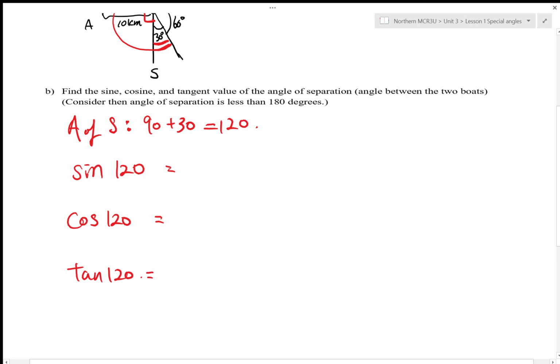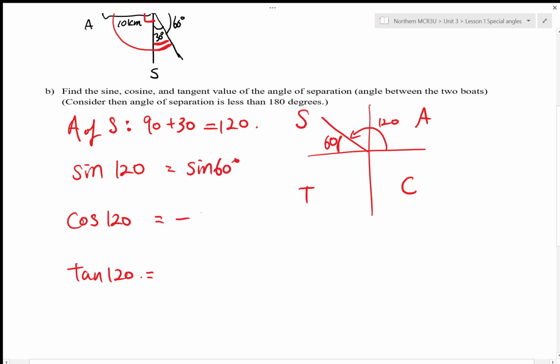And hopefully remember this. 120 is in the second quadrant when you draw it on a separate Cartesian plane or XY plane. This is 120. So inside it should be 60. Now, according to the CAST rule, this will be the sine zone. So sine is the only positive. So it will be just sine 60. Then this will be negative cosine 60 and negative tangent 60.